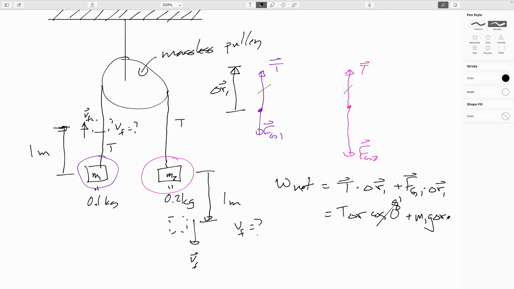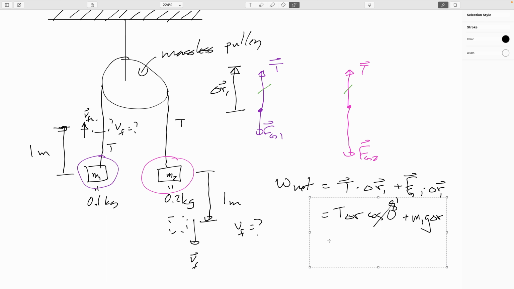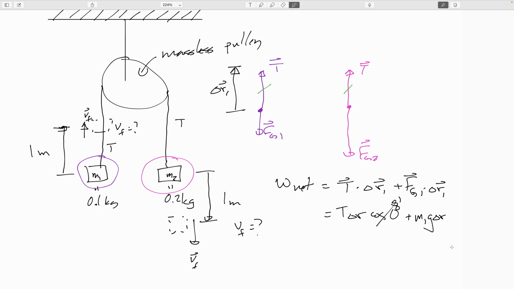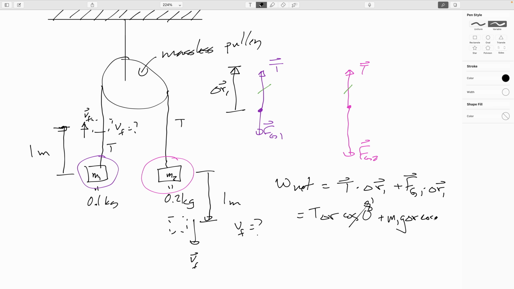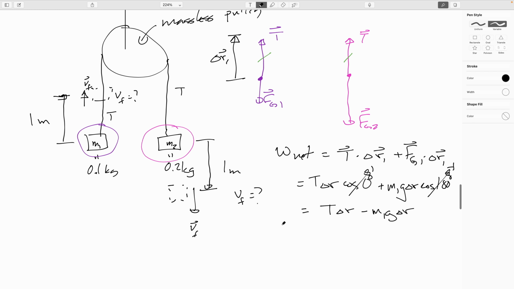Then this will be times delta R, and then times the cosine of the angle between them. Well, this is straight up, that's straight down. That is an angle of 180 degrees. Cosine, that's -1. So we get that the work done is T times delta R minus M1G delta R. Okay, so that's the total work being done on the first object, but we've got another object.